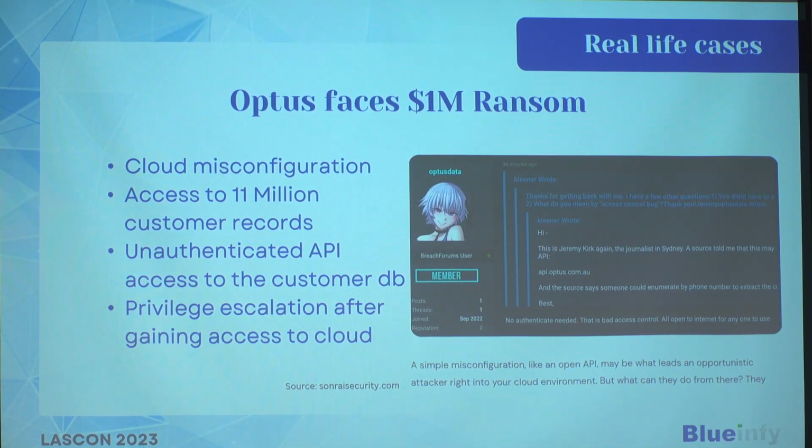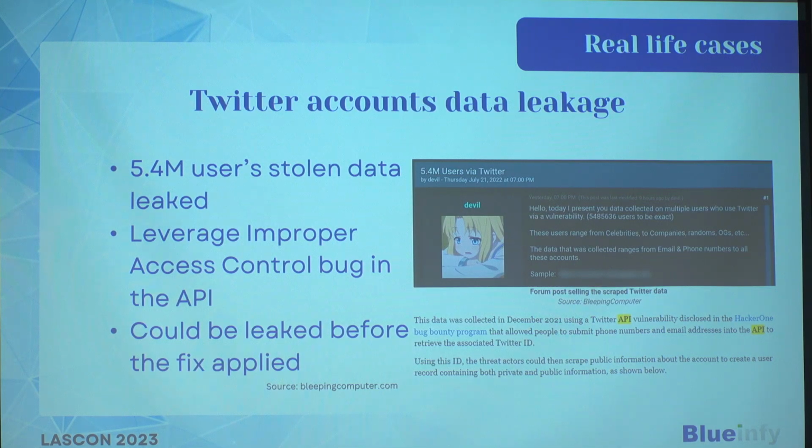Optus faced a $1 million ransomware demand because of their cloud misconfiguration. Due to that misconfiguration, the attacker had access to 11 million customer records. He encrypted all those records. Because of an unauthenticated API, he got access to the customer database, and through privilege escalation, he could go into the cloud. Twitter had 5.4 million users' data stolen, and it was due to improper access control in the API.